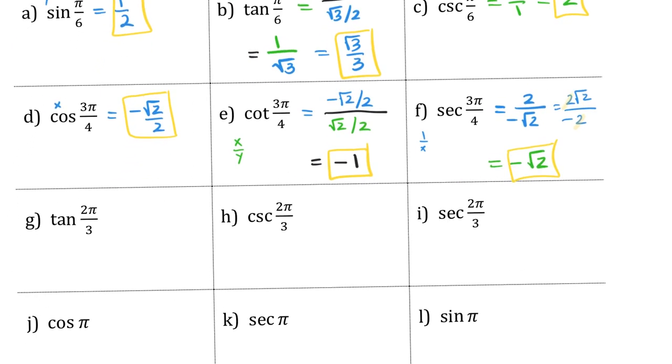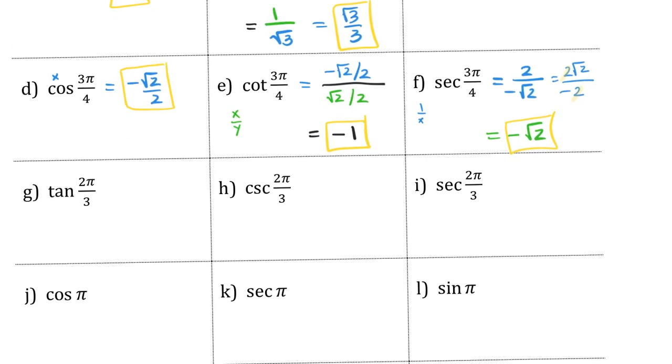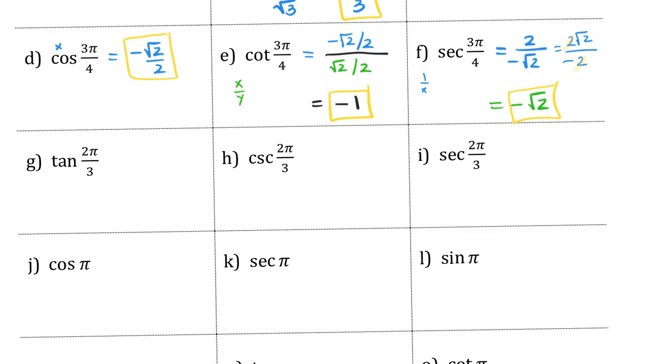Okay, let's try the next one. So we got tangent of 2 pi over 3. Tangent is y over x. Let's look at my circle for 2 pi over 3. Root 3 over 2 over negative 1/2. What cancels? The 2's cancel. And then what do I have? I have root 3 divided by negative 1, which is negative root 3.